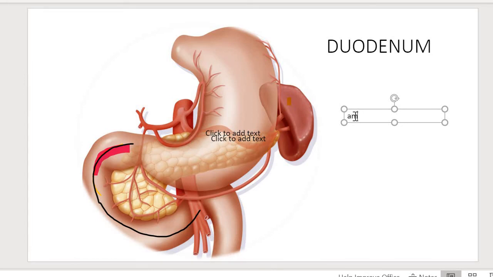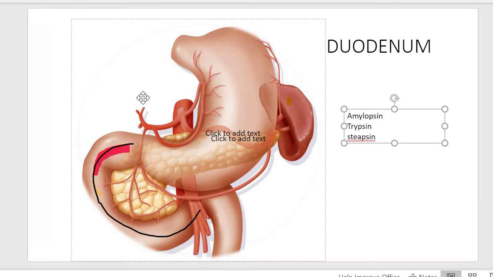Amylopsin helps in digestion of carbohydrate. Second is trypsin, which helps in digestion of protein. And the third is steapsin, which helps in digestion of fat. But digestion of fat is not the right term. The right term is emulsification of fat, because fat is emulsified and converted into fatty acid and glycerol.